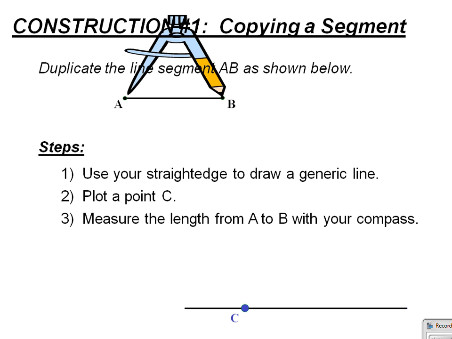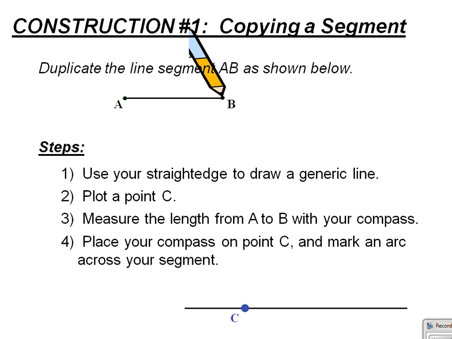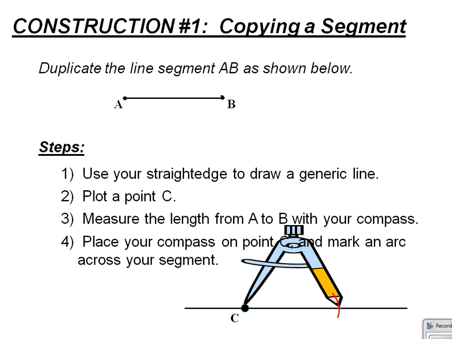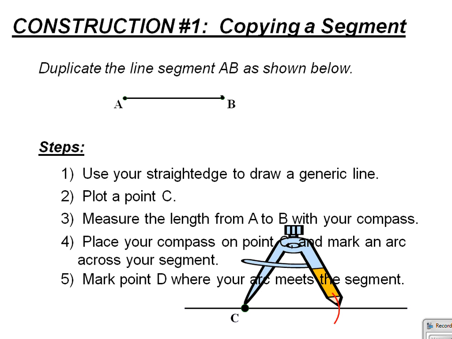Once you have length AB, keeping the same length with your compass, pivot your compass then on point C and mark an arc across your segment. This arc then designates the exact length of segment AB itself. Now that you actually have a point of intersection between the arc and your original line, at that point of intersection, mark another point, let's call it point D, where your arc meets the segment. And there you've successfully copied the segment using construction number 1.